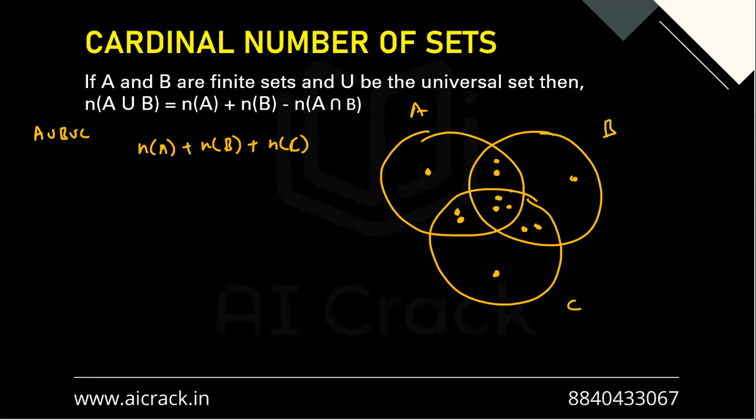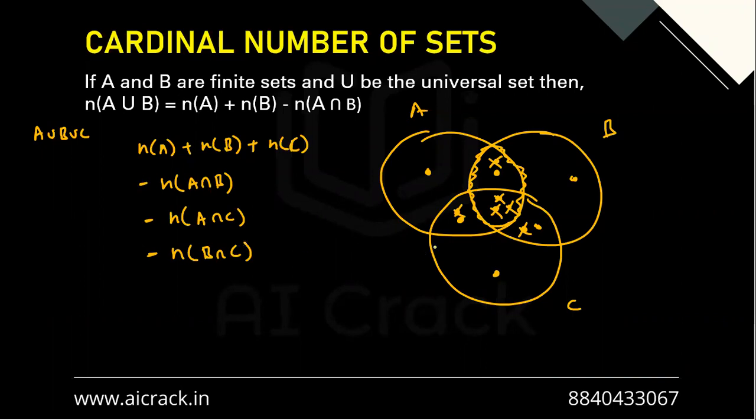Now this particular region, if I mark it like this, is A intersection B. If I remove one dot from here and one dot from here, then I'll be removing one time A intersection B, right? So I have removed this and this. So minus n(A intersection B). Similarly, I'll remove one this and this. That will give me n(A intersection C). And similarly, I have removed this and this. Minus n(B intersection C).